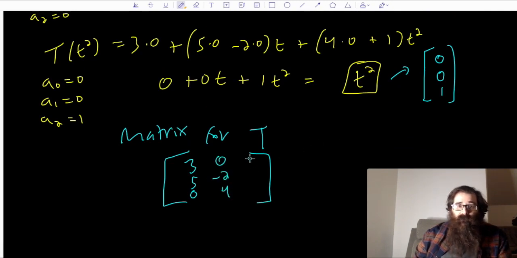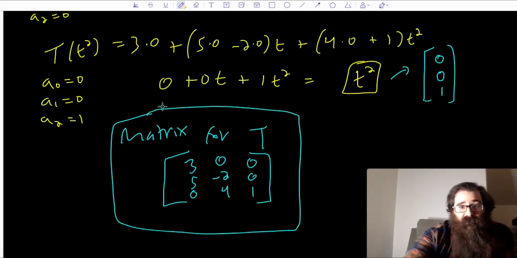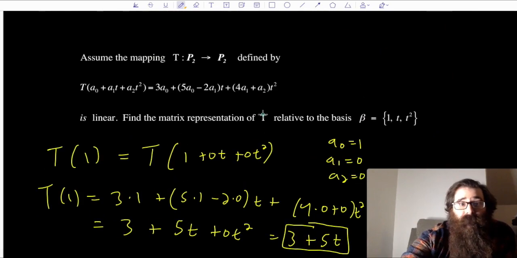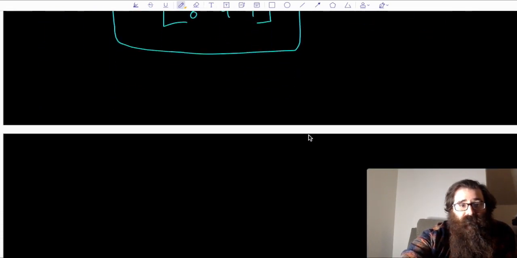And my third column should be 0, 0, 1. And this is going to be my matrix for the transformation as described. So I have this really nice matrix representation relative to my basis.